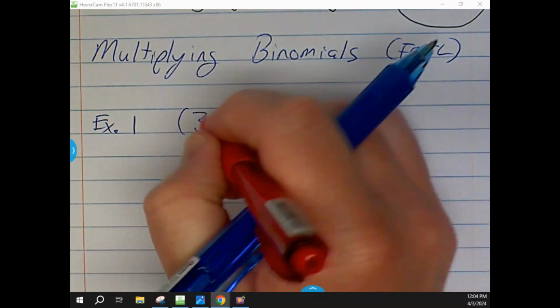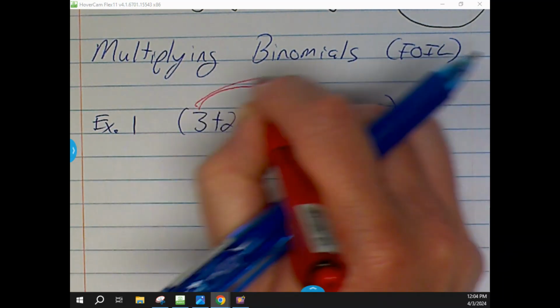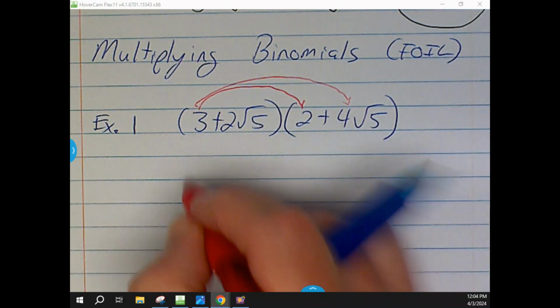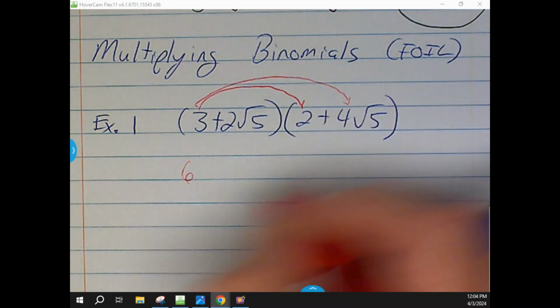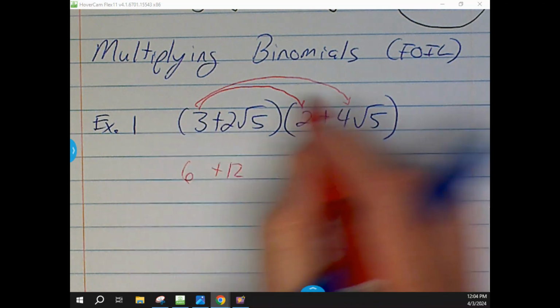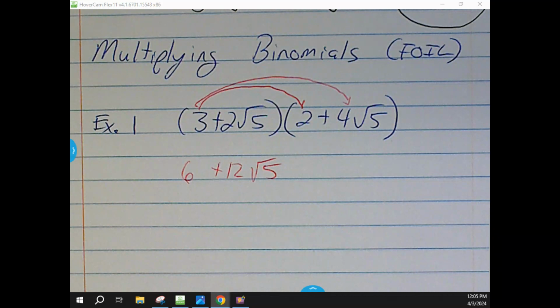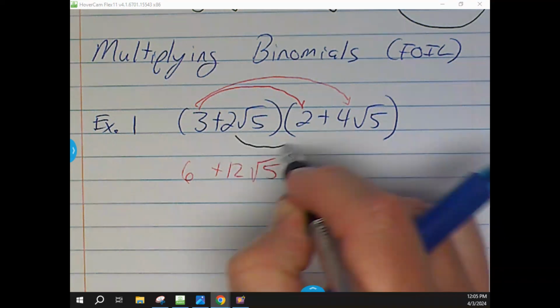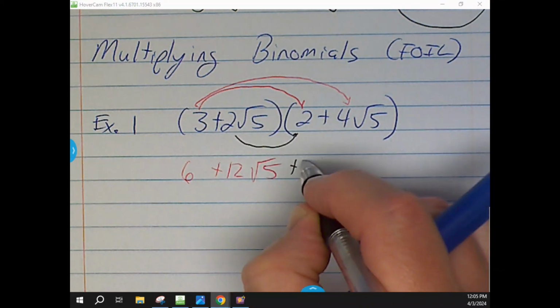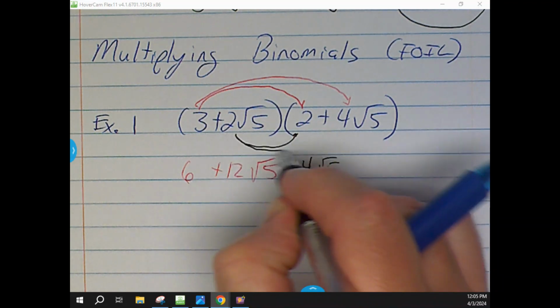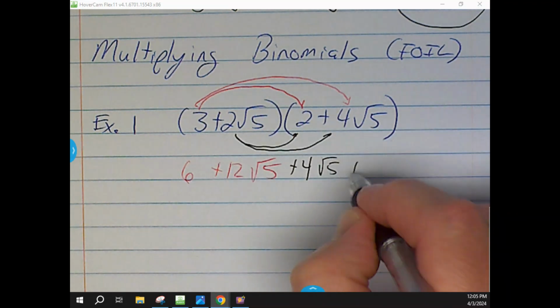So we're going to do 3 times 2, and we're going to do 3 times 4 square root of 5. So 3 times 2 is 6. 3 times 4 square root of 5 would be 3 times 4 is 12, and we'll just stick the square root of 5 on the end of it there. All right, and then distributive property with the 2 square root of 5, so we got 2 times 2 for 4 square root of 5. And then we've got 2 times 4 for 8.